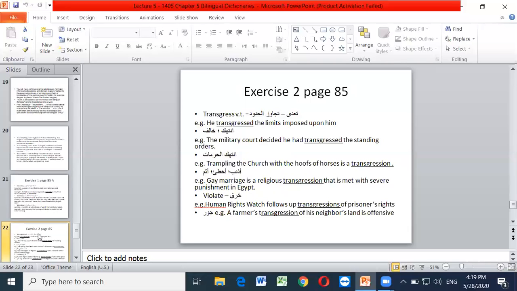Transgress, verb, it is VT, means verb transitive. Of course, you know this by now. بمعنى تعدى أو تجاوز الحدود. The example that comes is, he transgressed the limits imposed upon him, يعني تحدى الحدود المفروضة عليه. تعدى بمعنى انتهك أو خالف. The example sentence is, the military court decided he had transgressed the standing orders.